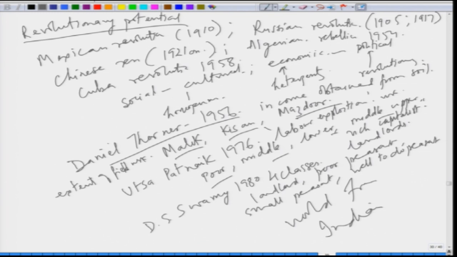So, with these things I think we will have further discussions with regard to the specific theories of peasantry in the coming units, and with these words we can go ahead with further readings which will be suggested to you.